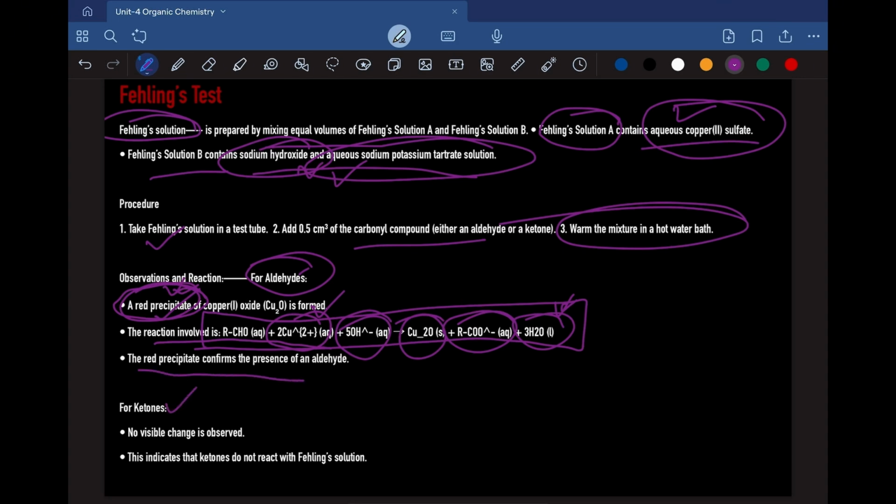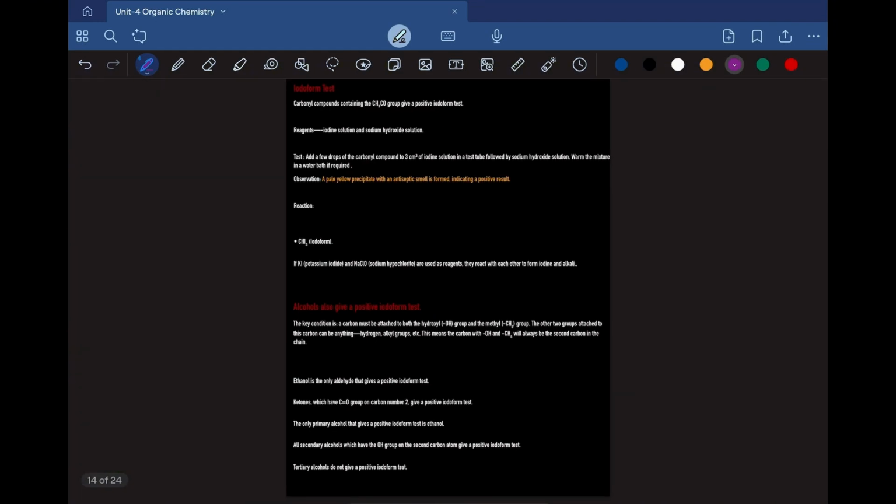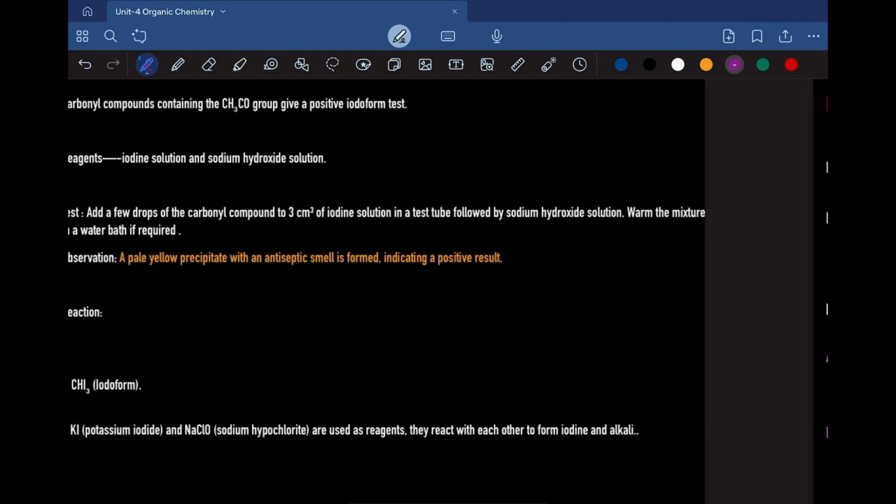And for ketones, there will be no visible change because ketones are never oxidized, and Fehling's test is an oxidation reaction. This indicates that ketones do not react with Fehling's solution. So basically, we are done with the Tollens' reagent and Fehling's test as well. Now here comes the most important part, which is the iodoform test.